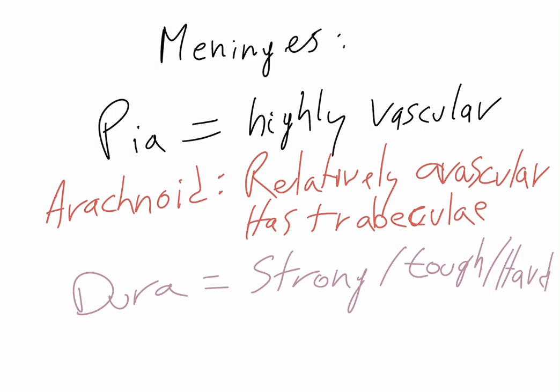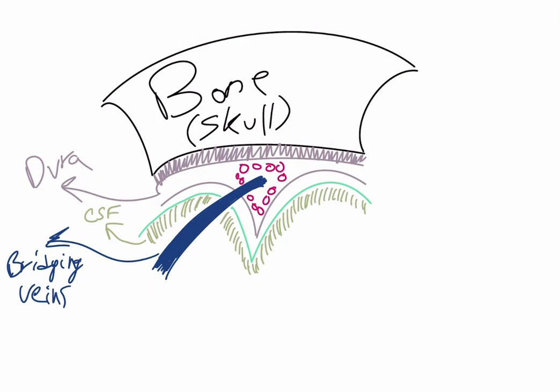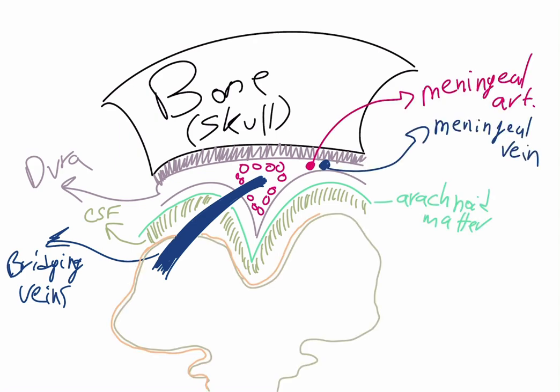Now, as you can see in the diagram, superficially, from the most superior aspect, we will have bone, your skull. Inferior to that, we will have our dura mater. You will have the periosteal layer of the dura mater, which essentially attaches to the bone superiorly. Then, beneath it, you will have the meningeal layer of the dura, which attaches inferiorly to the arachnoid mater. Now, technically, within the dura mater, you will have the meningeal artery as well as the meningeal vein.